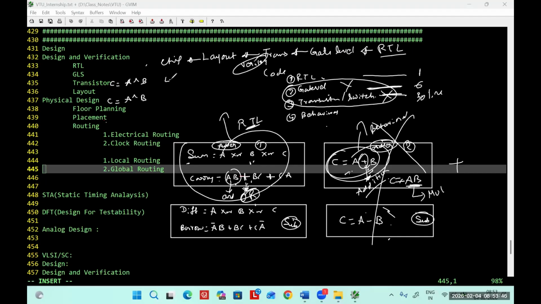Okay. Logical terms. What is this? A cap B. A cap B means which gate? XOR.